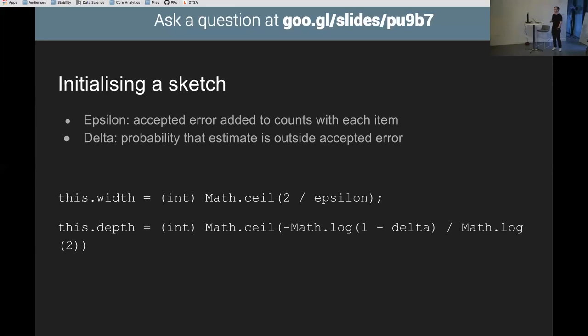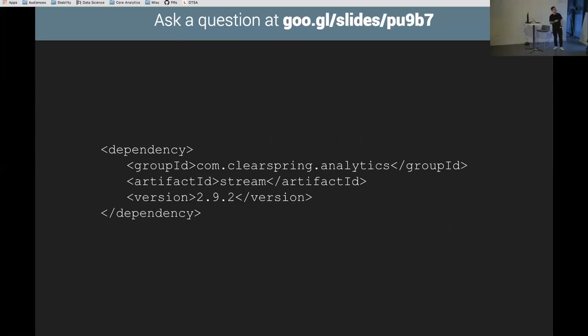Sounds weird the first time you read it. It took me a little while to understand. But if you have epsilon and you have delta, then you can calculate the width and the depth by plugging them into those equations. And those equations I'm not going to go into, but there is some maths you can do which will calculate how big the sketch has to be. And that's code from the library which you're going to use, which is this one.